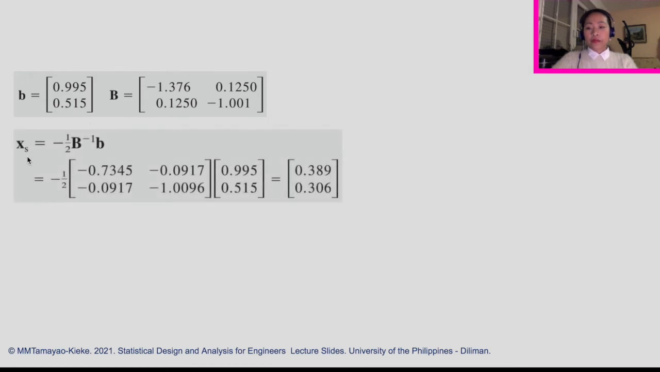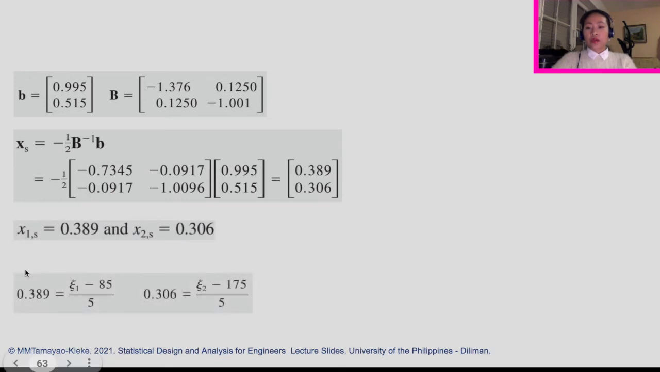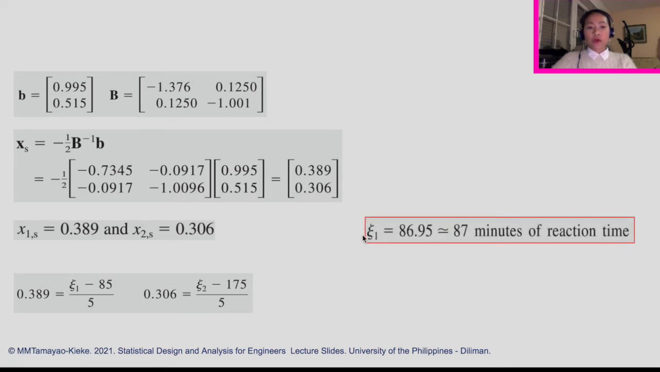Then x sub s, as we know, is equal to -1/2 capital B inverse times small b. So we take the inverse of this matrix times this matrix, and we get this matrix, which means that our stationary point consists of x1 equals 0.389 and x2 equals 0.306. Translating that to the natural variables using this equation, we would get, in terms of the reaction time, 87 minutes.